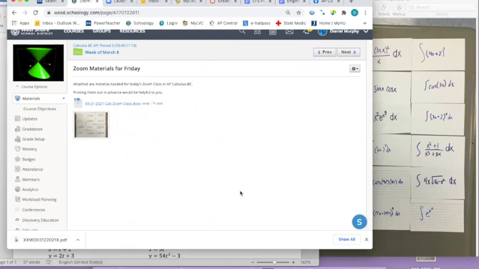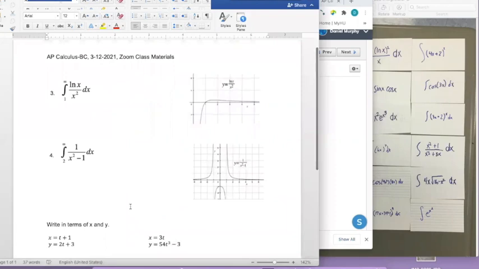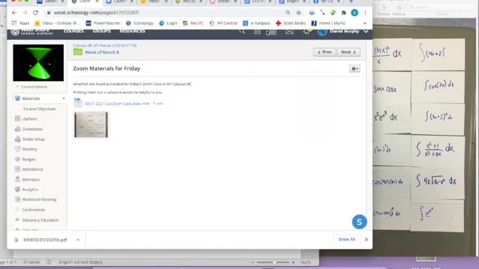That page, it's called 03/21/2021, is this document right here. Numbers 3 and 4, again, we did 1 and 2 in class, and that'll be the first thing we take on today. We're for sure going to do number 3. I don't know about number 4 because I have some other things I'd like to get done.